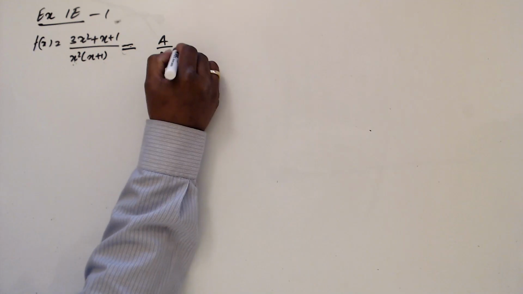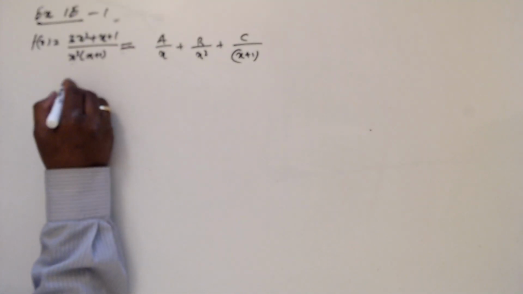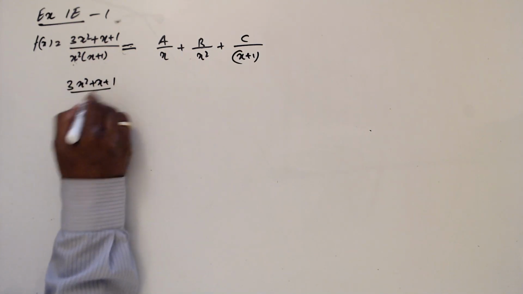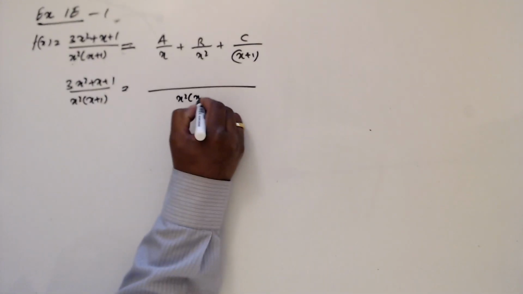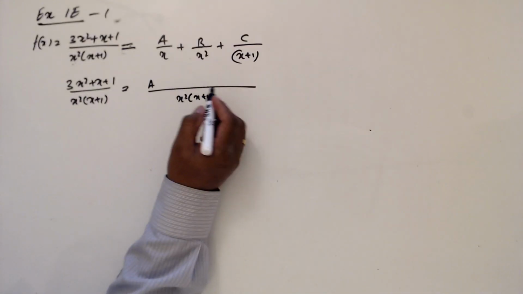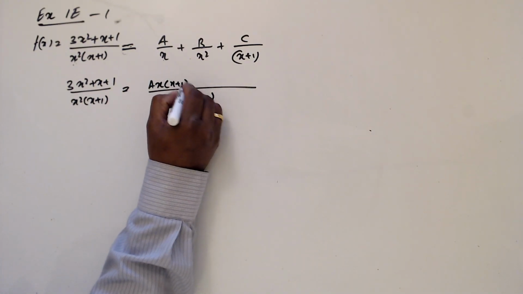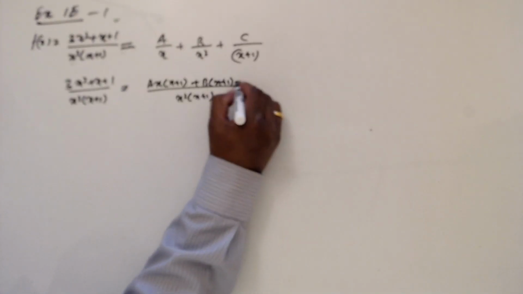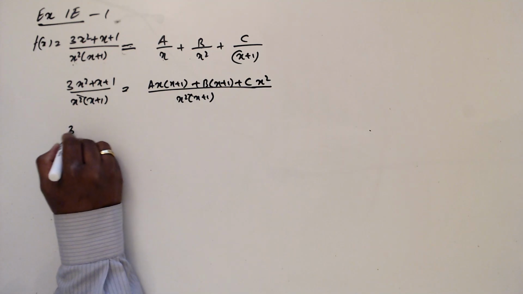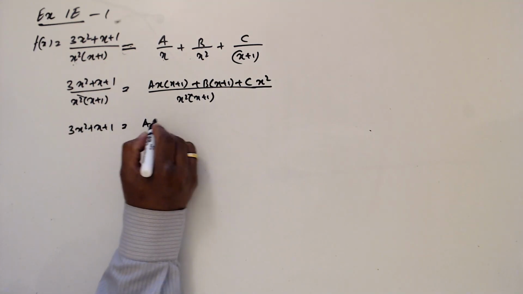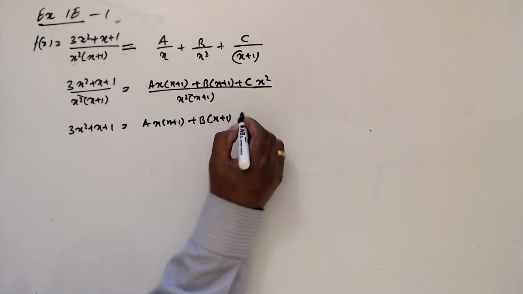So we start with A over x, B over x squared, plus C over x plus 1. Now 3x squared plus x plus 1 over x squared times x plus 1 equals that, so the common denominator is x squared times x plus 1. Then this is going to be A times x times x plus 1, plus B times x plus 1, and C times x squared. So this is cancelled out. As a result, 3x squared plus x plus 1 equals A x times x plus 1 plus B times x plus 1 and C x squared.